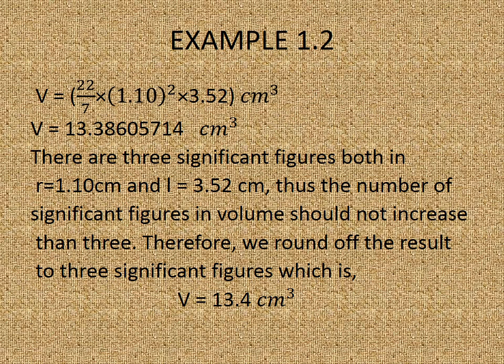Thus, by putting the values of radius and length of the solid cylinder, we get the volume equal to 13.38605714 cm³. Now there are three significant figures both in radius and length. Thus the number of significant figures in the volume should not be more than 3. Therefore we round off the result to 3 significant figures, which is 13.4 cm³.